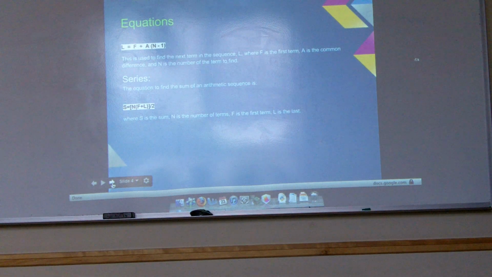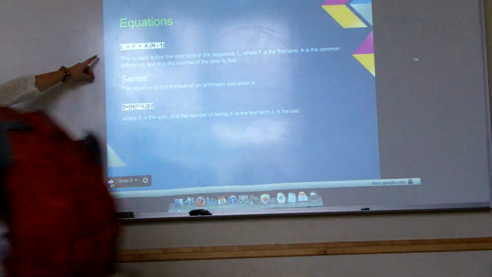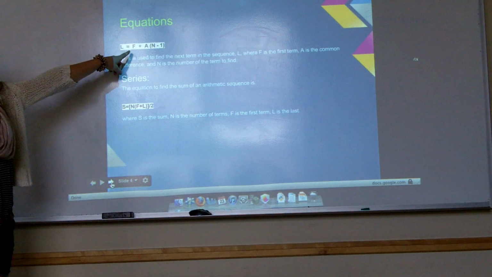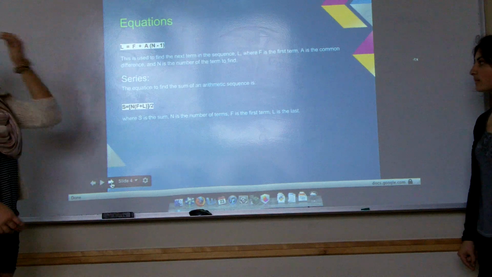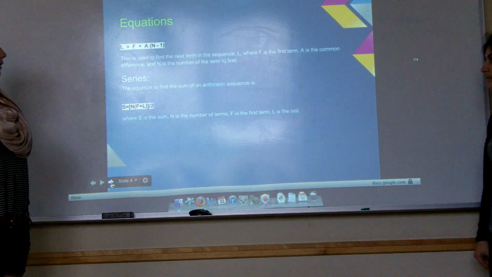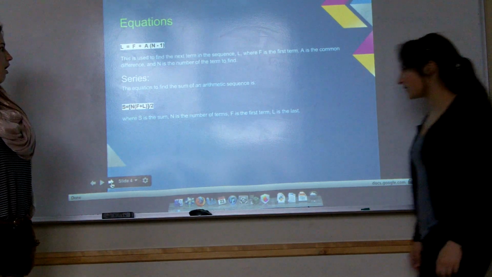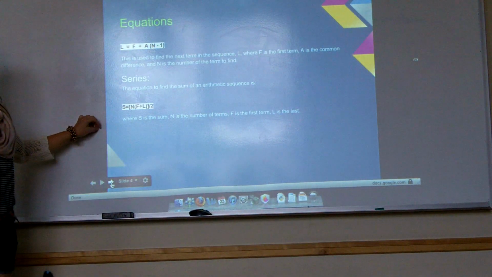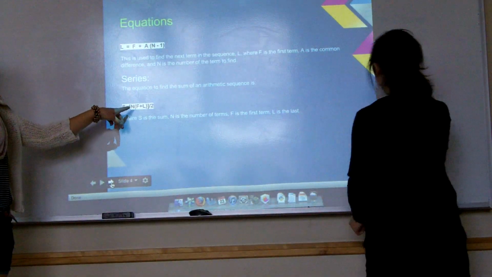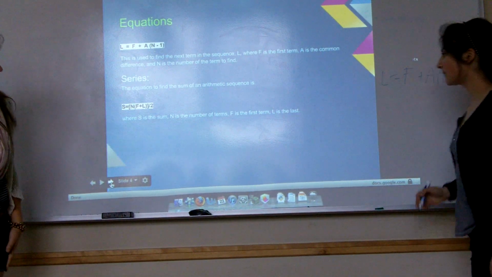So here are the equations for arithmetic sequences. This is the one that's used to find the next term in a sequence, which is L. F is the first term, and A is the common difference, which, as we said before, is the constant number that you're adding to each term in the sequence. And N is the number of the term that you want to find. Then the equation to find the series of an arithmetic sequence is S equals N times F plus L over 2.